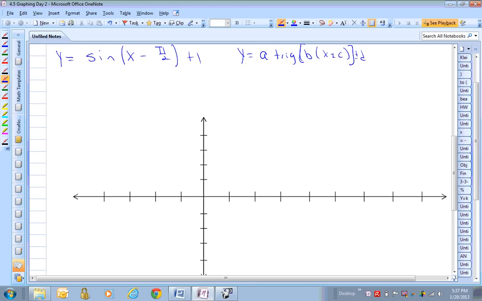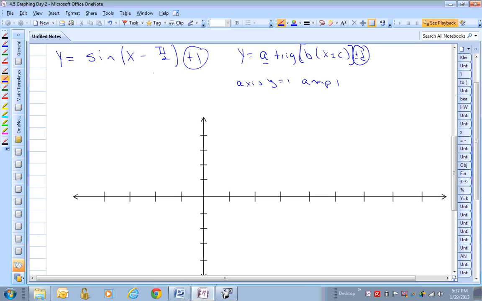This time nothing is happening with a. There is nothing in front, so our amplitude will remain at 1. But notice we have something happening at the end of our graph right here, plus 1. So our entire graph will shift up 1, so our axis has shifted up 1. Our axis will now become y equals 1. Our amplitude is also 1.